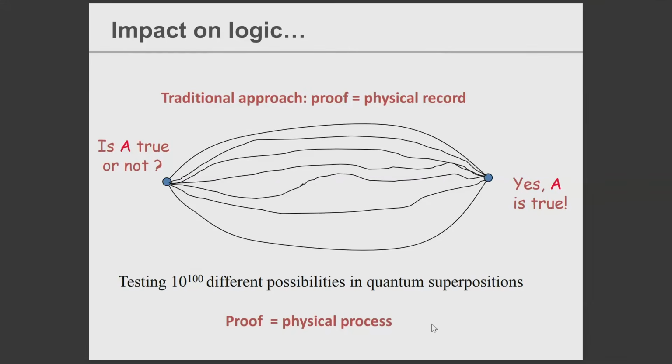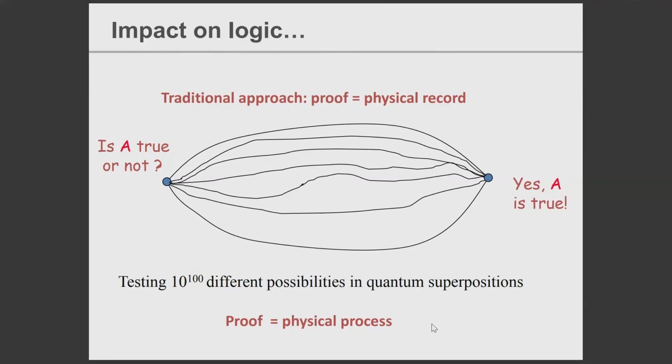So would you be willing to change the notion of physical proof from a physical record to a physical process? Here, instead of a physical record, I give you a physical process. And this physical process, you know what the thing is doing. Will you accept this as a physical proof or not? As a valid mathematical proof or not?